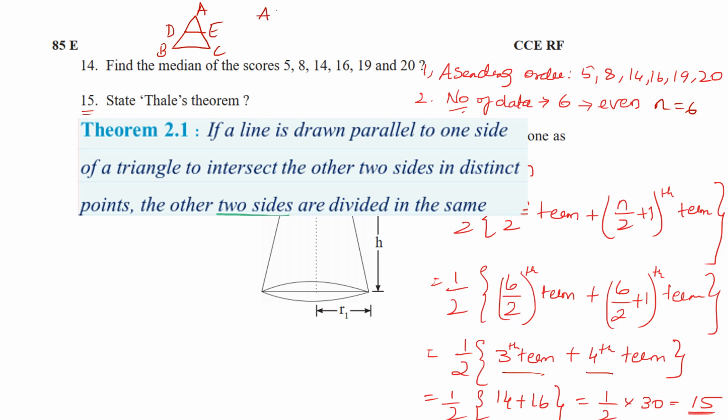then AD divided by DB is equal to AE divided by EC. This is what the Thales theorem states. You have to write a statement, and you have to write a figure and the equation along with that. In case the statement goes wrong, they can give marks for the figure. Okay.